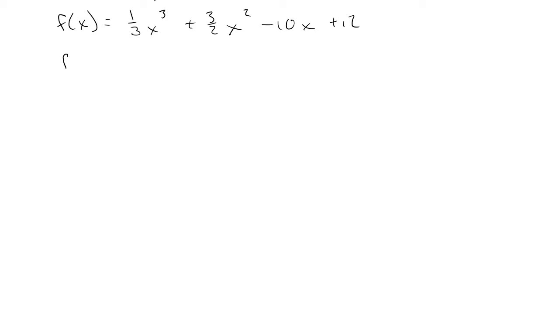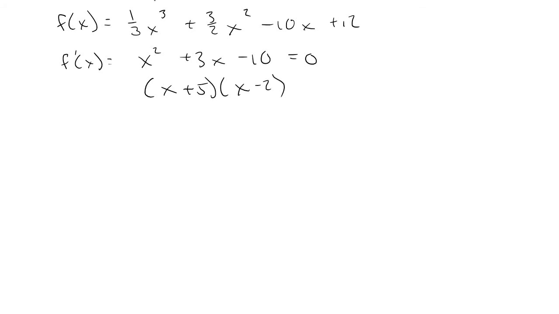So to find the critical points, we find our derivative. 3 times 1/3 is 1x squared. 3/2 times 2 would be 3x minus 10. Setting that equal to 0 and factoring it, we're going to have x plus 5 times x minus 2 equals 0. So x equals negative 5 and x equals 2. Those are my two critical points, negative 5 and 2.